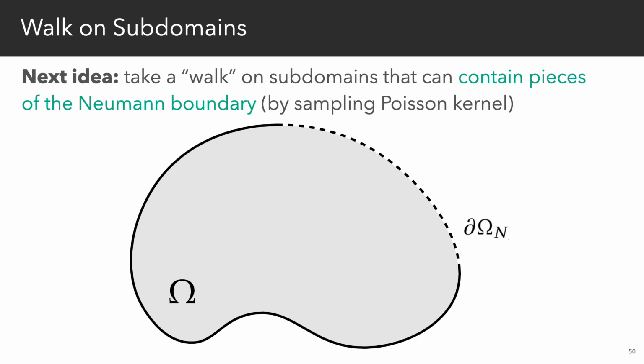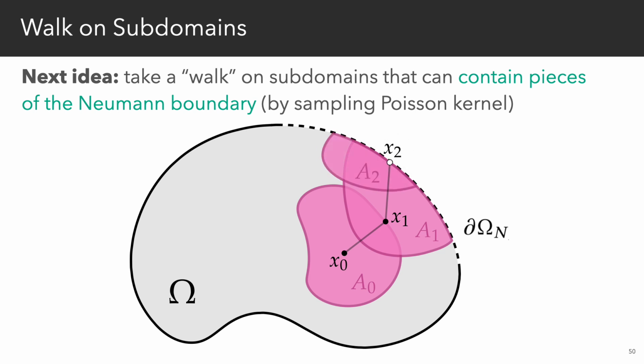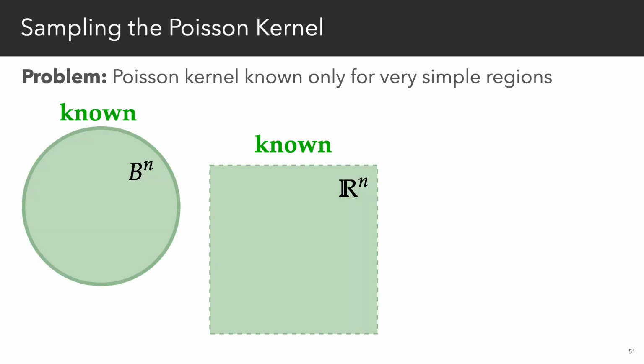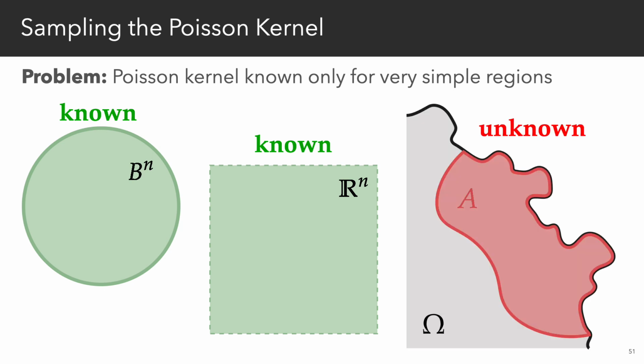So the next idea then is to take a walk on subdomains that can contain pieces of the Neumann boundary by just repeatedly sampling the Poisson kernel. And what you'll notice here is that we now have large steps that take us away from the boundary, which model reflections. But the problem is that to actually implement this strategy, we have to be able to sample the Poisson kernel. And unfortunately, this kernel is only really known for very simple regions like a ball or Euclidean space, but not for arbitrary regions A with complex geometry.